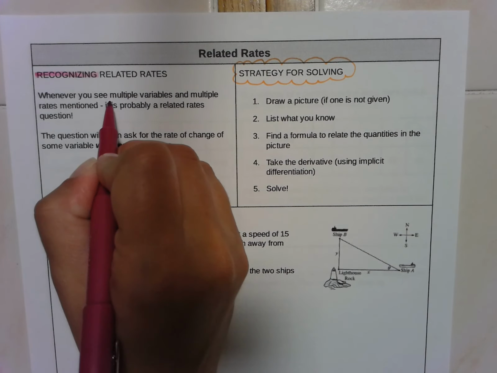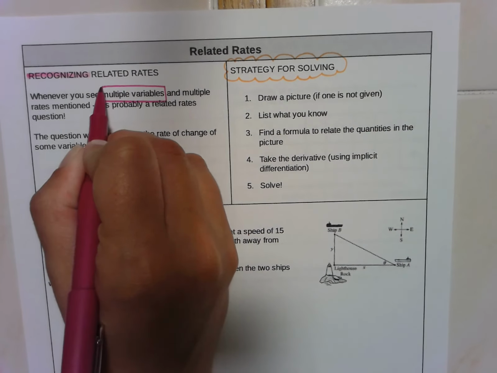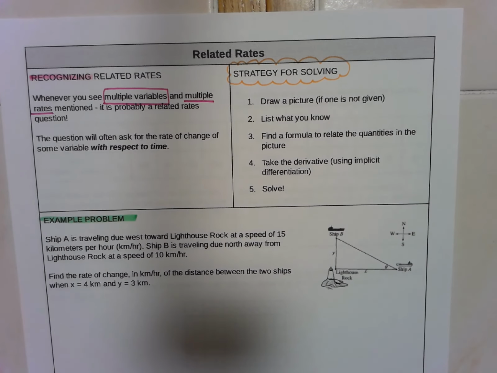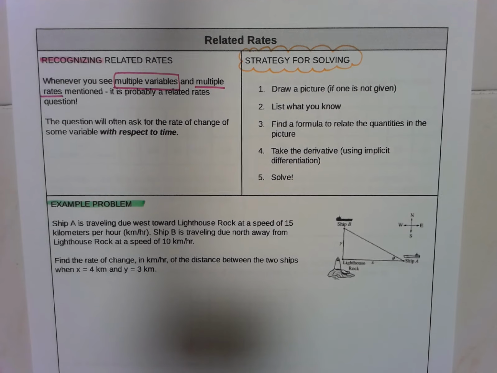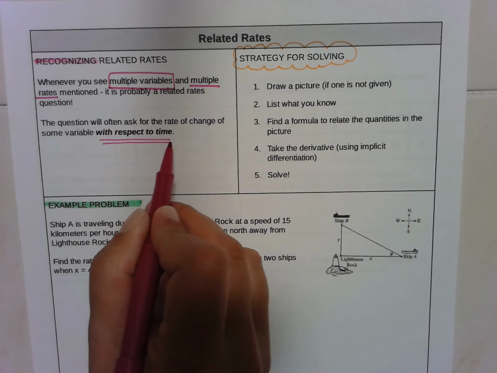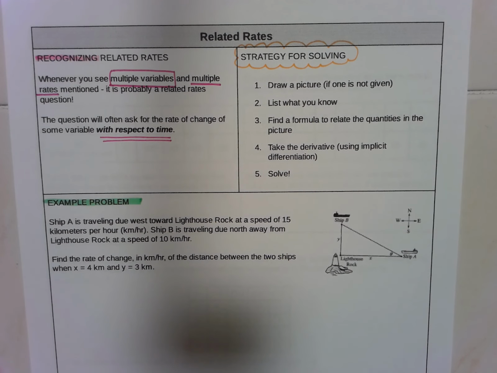Whenever you see multiple variables and multiple rates mentioned, it is probably a related rates question, because a related rates question is just asking us about rates that are related to each other. So if there's lots of rates that are all changing with respect to time, then we're probably looking at a related rates question. Now, the question will often either ask for the rate of change with respect to time or give you several separate rates of change with respect to time.